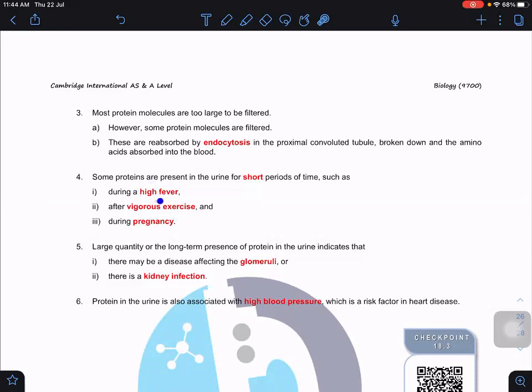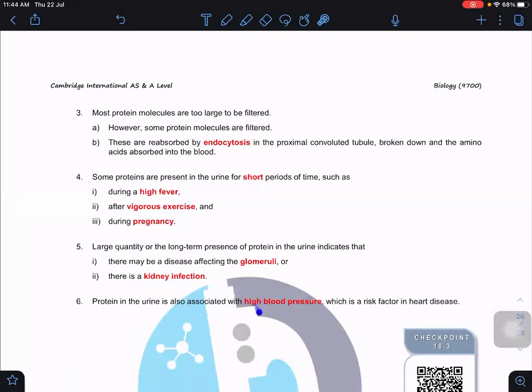For example, with high fever, vigorous exercise, and during pregnancy, you may see some protein. But a large quantity or long-term presence of protein may be an indication of glomerular inflammation, kidney infection, or kidney failure, where dialysis may need to take place. Protein in the urine is also associated with high blood pressure.